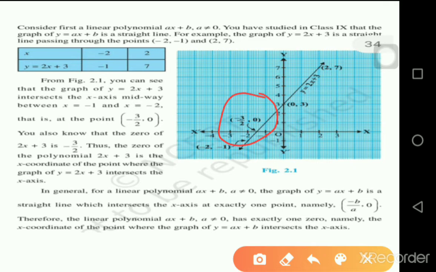And if we see the graph of this line, as this is a linear polynomial, the graph is a line. The graph of the line intersects the x-axis at one point, and our number of zeros is 1.